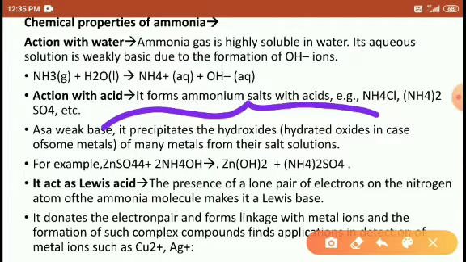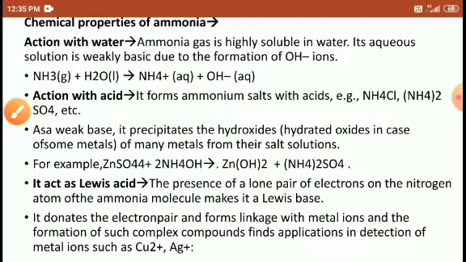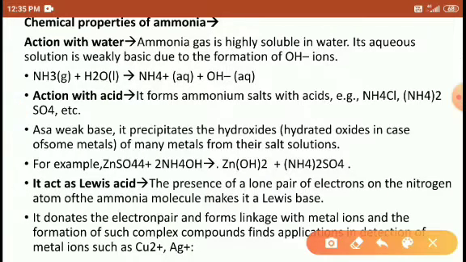So, as a weak base, it precipitates the hydroxide of many metals from their salt solutions. So whatever the salt solutions are there, they precipitate the hydroxides. Zinc sulfate reacts with ammonium hydroxide to form zinc hydroxide and ammonium sulfate here. So the zinc hydroxide is in precipitated form.